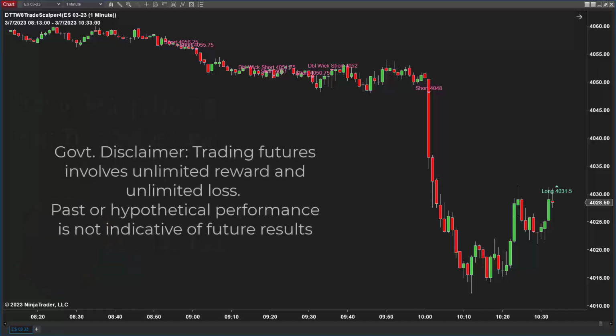Now, before we begin, remember that trading is risky. Please don't trade with funds that you can't afford to lose. There's risks involved with trading.